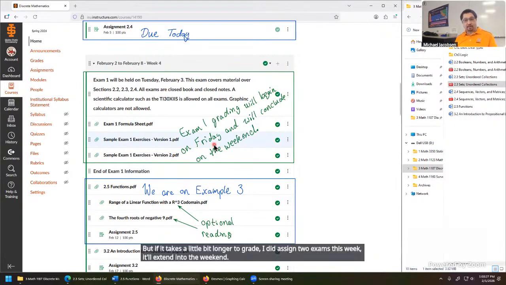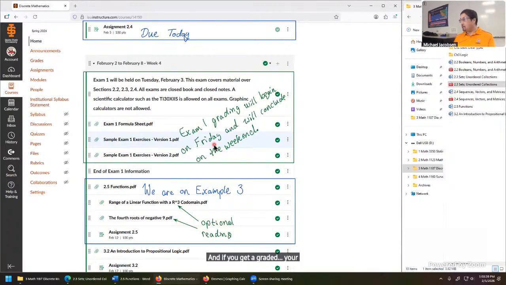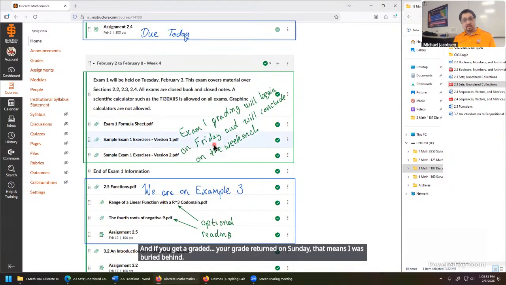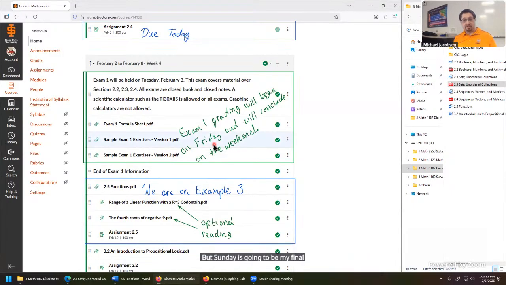And if you get your grade returned on Sunday, that means I was very behind. But Sunday is going to be my final cutoff. I'll make sure somehow, some way, even if I have to put in late hours, to always get those grades done before the next week starts.